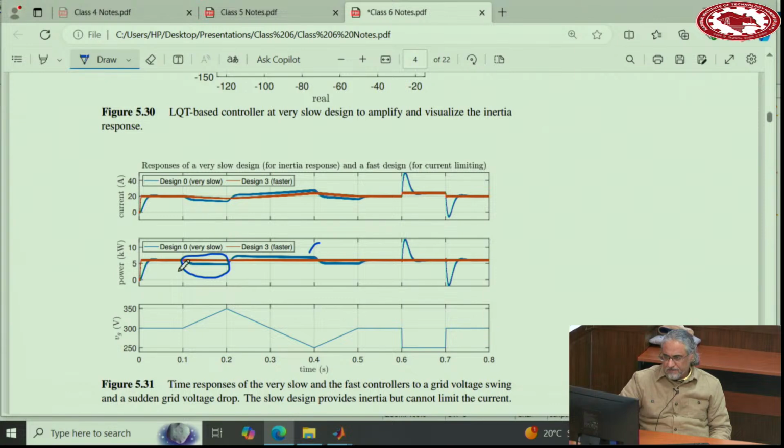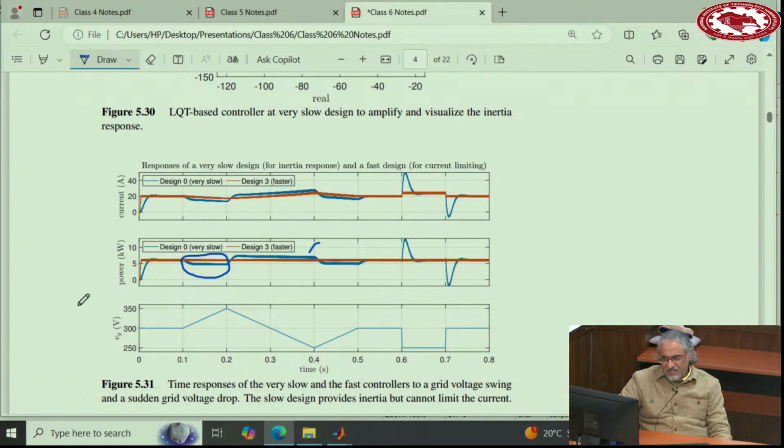Okay. But then, obviously, also when a sudden voltage drop happens, if the system is very slow, you see it cannot limit the current. But the one that is fast can limit the current, no problem. So if you get current limiting, you lose inertia. If you want to have inertia, you lose the current limiting. Okay?